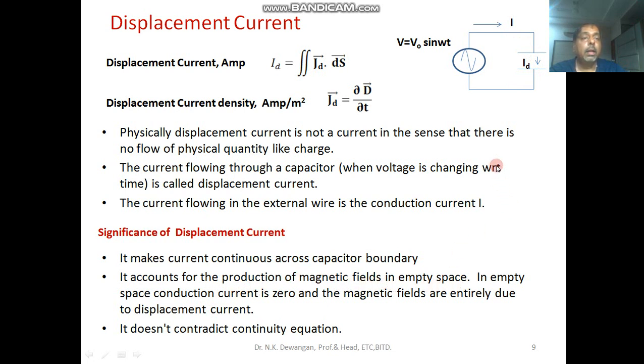We get a magnetic field value in empty space, but if conduction current is 0, then we would not get magnetic field intensity. But in free space we get time varying magnetic field intensity as in an electromagnetic wave. So there must be some displacement current, or some changing electric field. So it accounts for the production of magnetic field in free space. Displacement current is responsible for the creation of magnetic field in free space, because in free space conduction current is 0. And another significance is that it does not contradict the continuity equation.